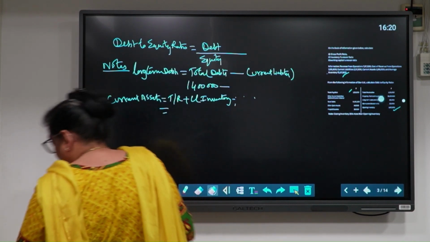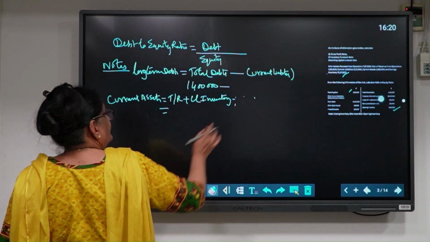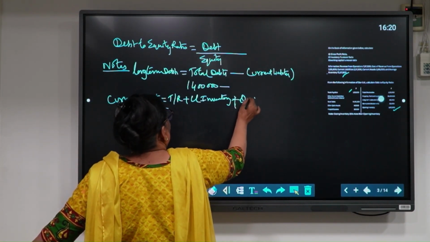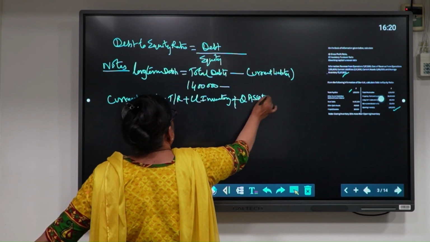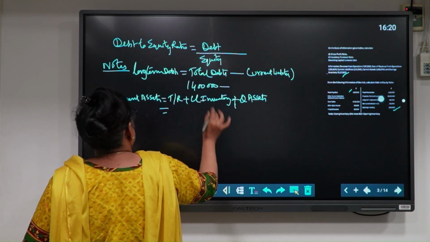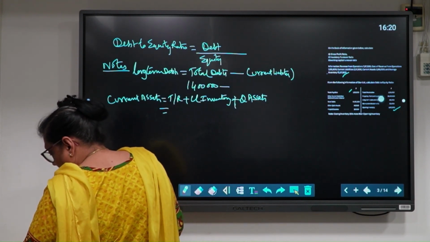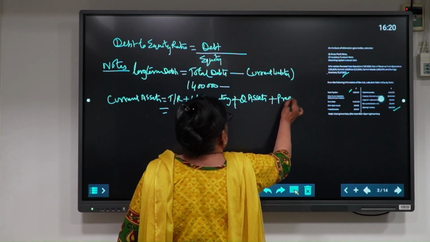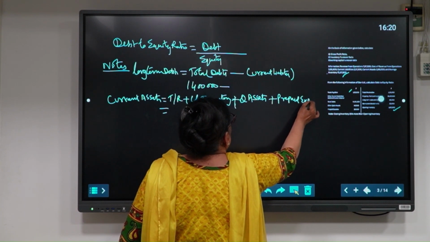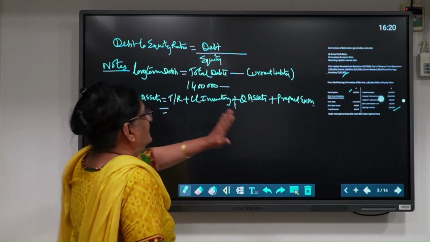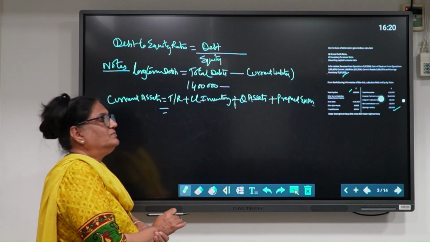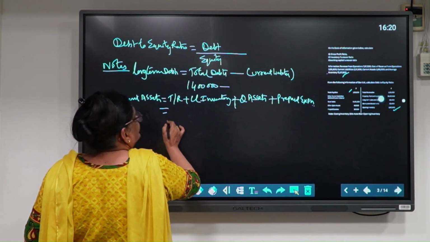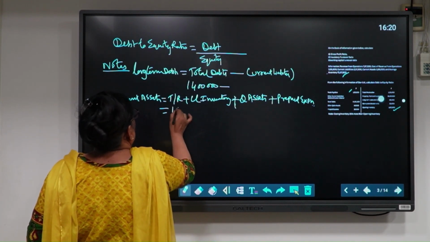Trade receivable is coming in quick assets. So trade receivable, closing inventory, quick assets are coming, plus prepaid expenses. Non-current investment is your trading investment, and it is not a current asset. Then trade receivable is how much?